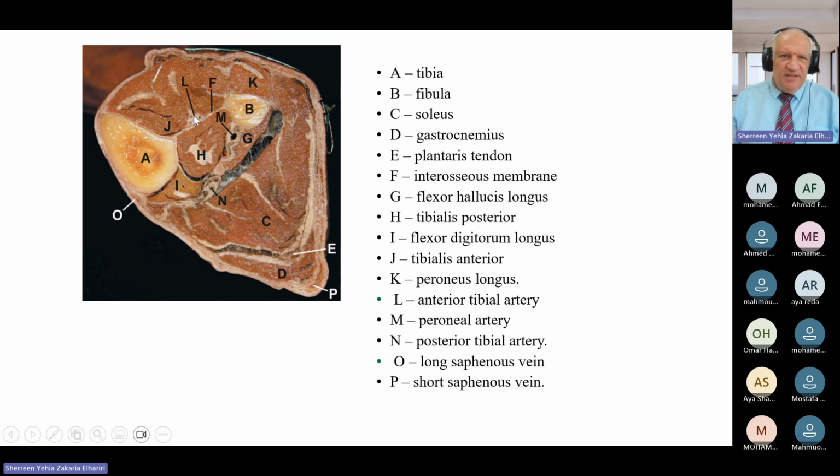M is in the back, so the artery of the back is the peroneal artery. N here is the posterior tibial artery. Of course, the superficial vein medially is the long saphenous, and laterally, down here in the back, the short saphenous. It is difficult, but at least enumerate the tibia and fibula, tibialis anterior, tibialis posterior, and the muscles of the back, which are gastrocnemius, soleus, and the plantaris if present.